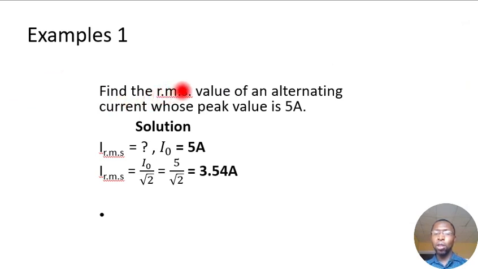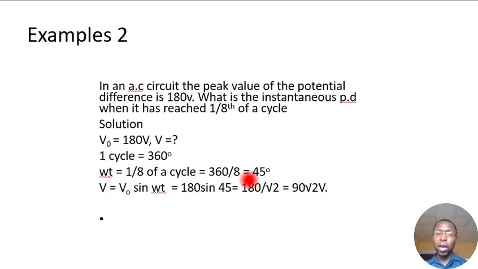We say find the root mean square value of an alternating current whose peak value is 5 amperes. So here we are given that the root mean square value is the unknown. Okay, we have to find it. IRMS is unknown. Peak current is given, which is I naught, to be 5 amperes, or the maximum current. Now by formula, the root mean square current is the peak current over root 2. And then when we simplify it, we have our value of the root mean square current to be 3.54 amperes. Okay. All right. So let us see another example.